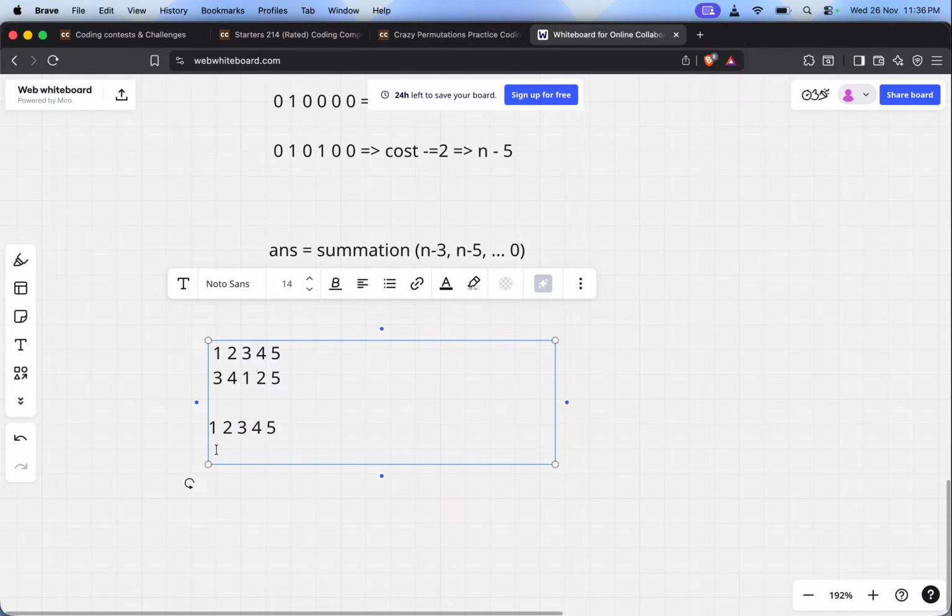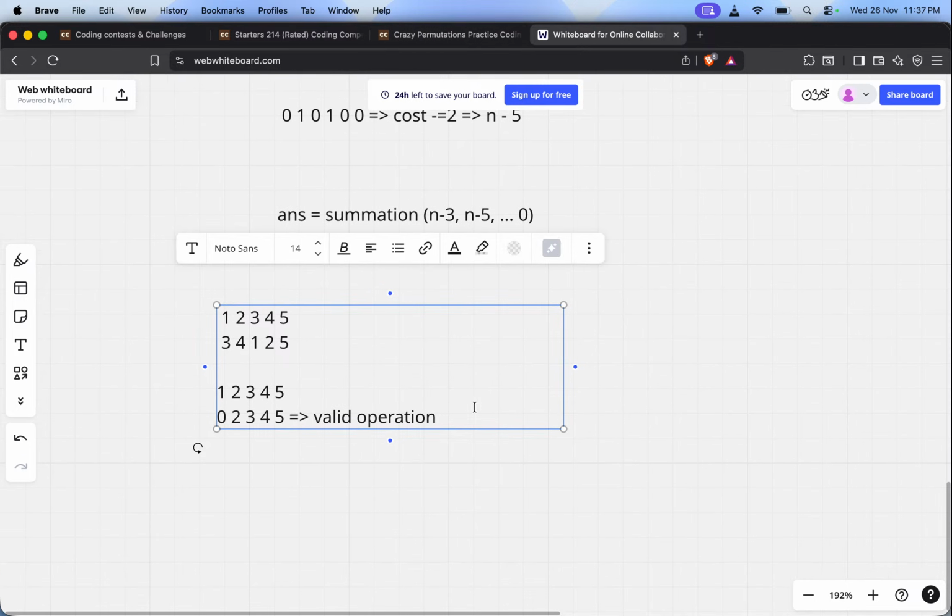But what is the constraint? The constraint is that if we try to increase this 1, then it becomes 2, 2, 3, 4, 5. Now these two elements, a pair of two consecutive indices, have become equal. So this is not a valid operation. While if we had decided to subtract 1, then this is a valid operation. Alright. So this is what the problem is.